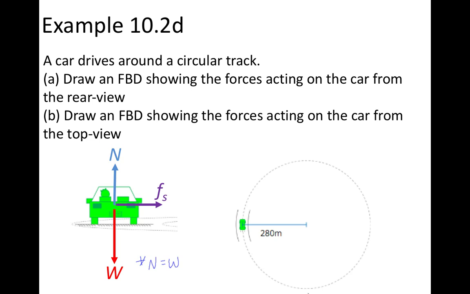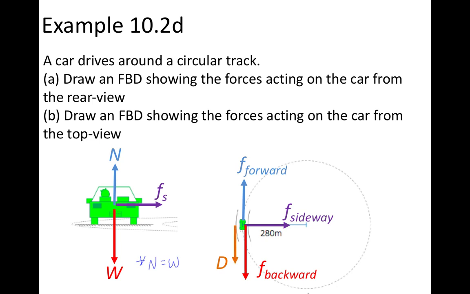From the top-down view, we're going to have that sideways friction. Now that's the friction, that's the purple arrow that we drew for the rear view of the car. There's also going to be some forward friction, backward friction, and drag. And usually we're not going to worry about the forward friction, the backwards friction, and the drag, because typically we're going to assume that the speed of the car is constant. And so we're not really going to have to talk about these forward and backward forces.